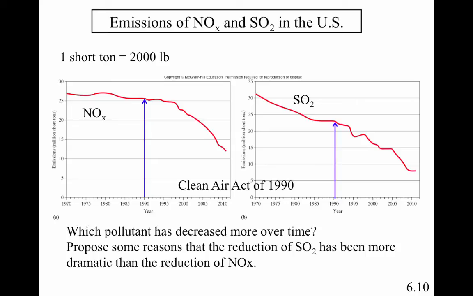It's easier to regulate point sources, so these big sources of emissions, than it is to regulate individuals. When the NOx emissions are largely coming from cars, that means we have a lot of small users that are contributing to the problem. So the government-led regulations for sulfur dioxide reductions have led to a much more dramatic decrease over time.